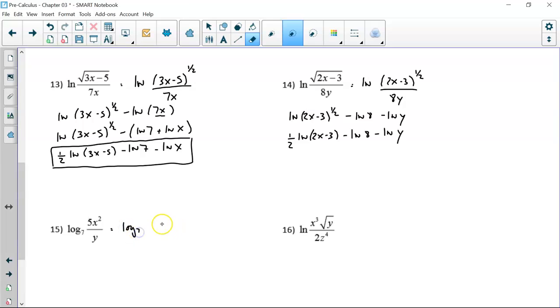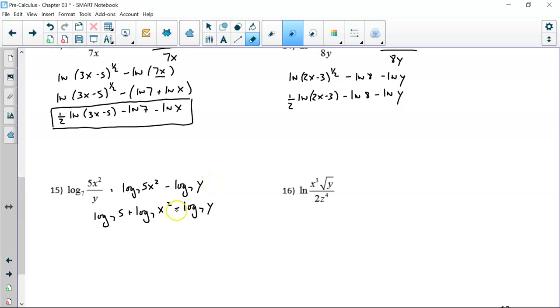Log base 7 of 5x squared minus the log base 7 of y. There's only one term in the denominator, one factor in the denominator, so only one subtraction. Now we use the product, log base 7 of 5 plus the log base 7 of x squared minus the log base 7 of y. And now take care of the exponent, so it's log base 7 of 5 plus 2 log base 7 of x minus the log base 7 of y.